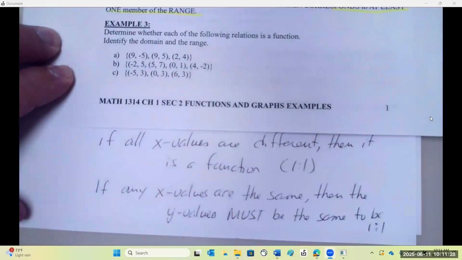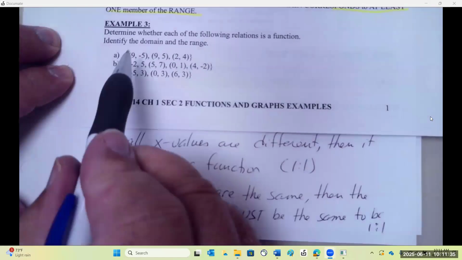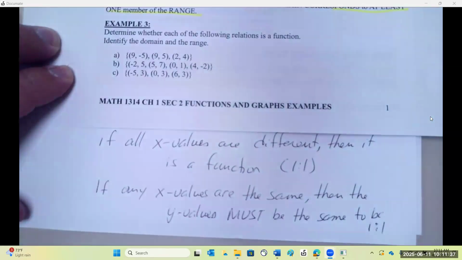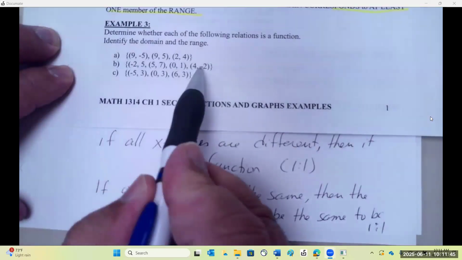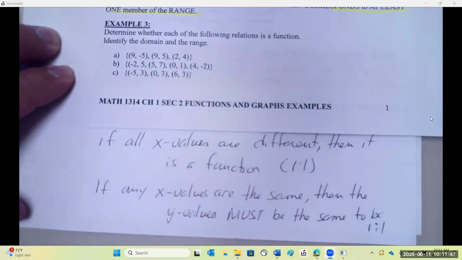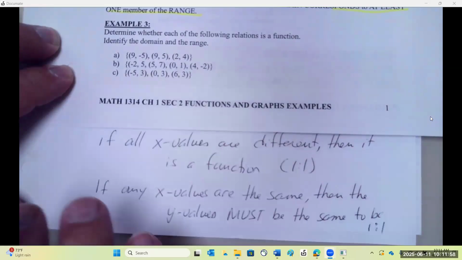Is the first one a function? Why? Yeah, because the x's are the same, different y's, not a function. So not one-to-one. Is the second one one-to-one? Yes, it is. Since all of the x's are different, it's automatically a function. If all the x's are different, it's automatically a function. How about the third one? Same thing, because all the x's are different, it's automatically a function.